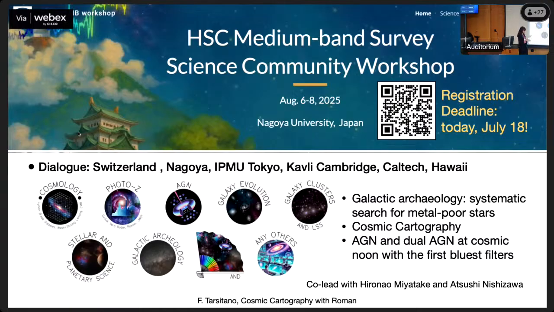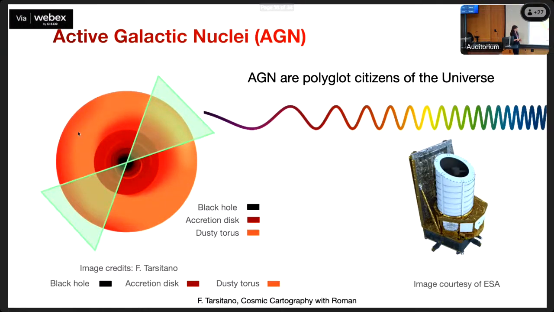So far, I described an example of how these medium band filters can be very much useful in the context of photometric redshift for weak lensing analysis.